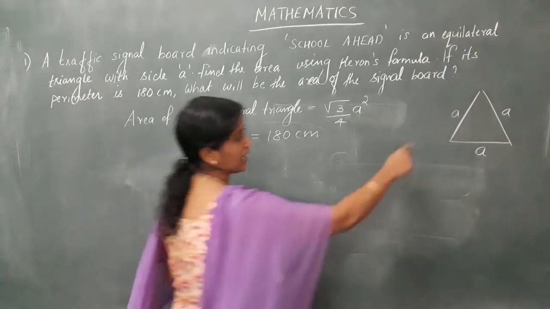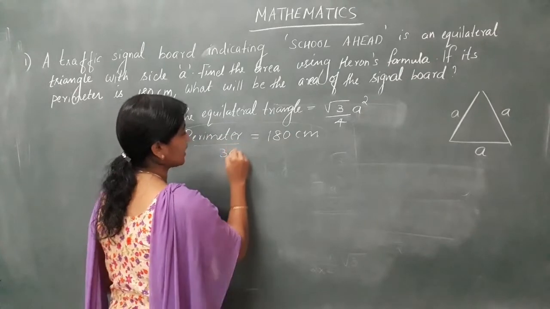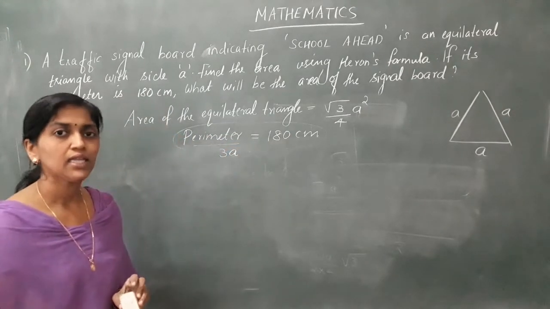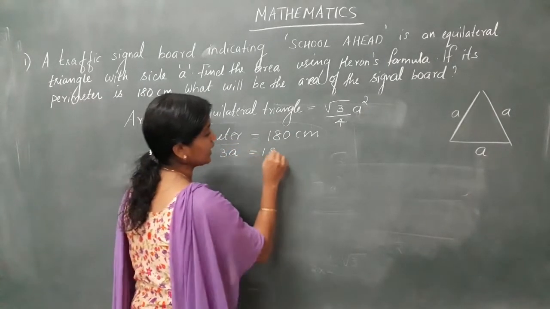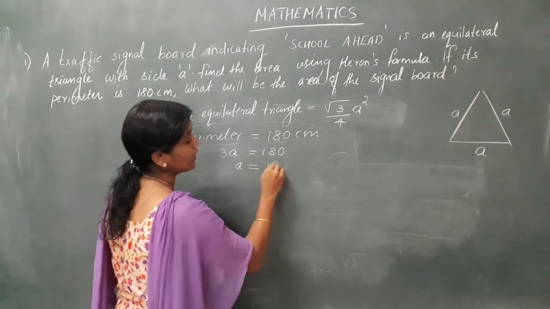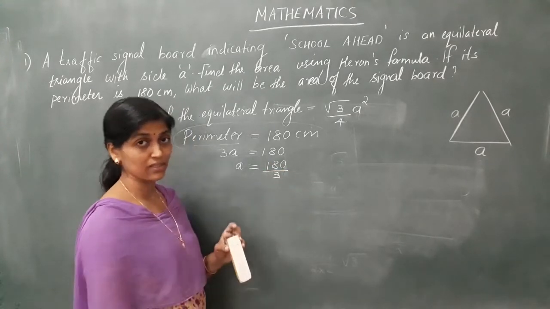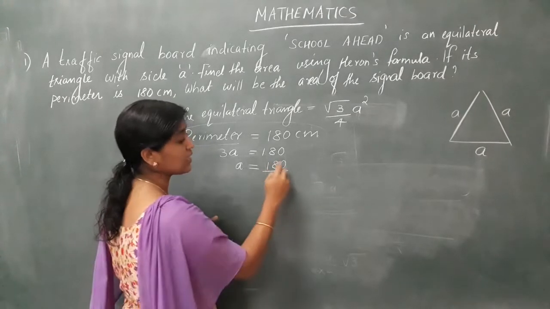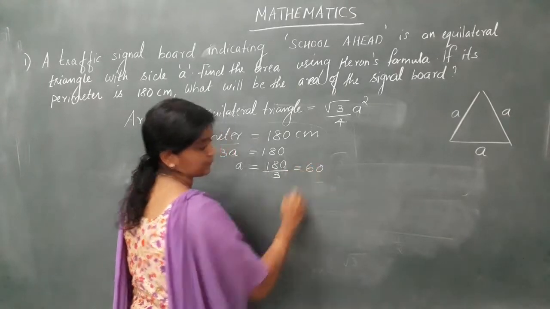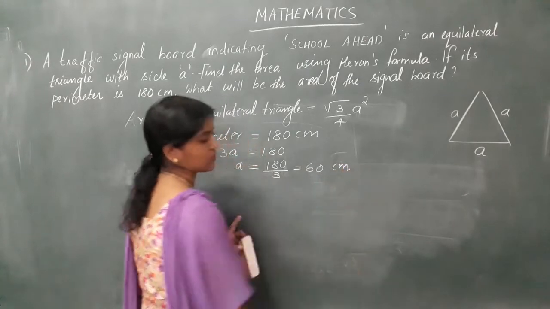Okay, so we will get A plus A plus A. That is, perimeter is equal to 3A. 3A is equal to 180. Which means A is equal to 180 by 3. What is it? How much will it be? 6 3s are 18, so we will get 60. That is, A is equal to 60 centimeter.